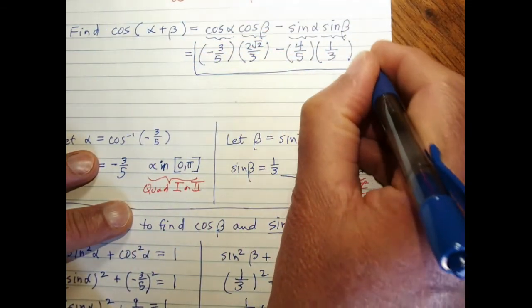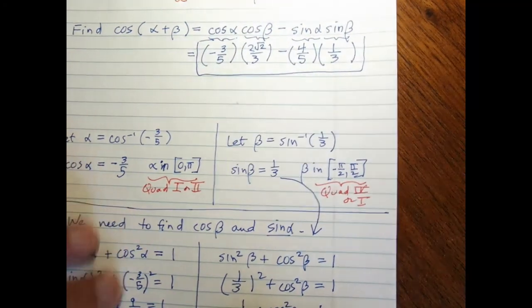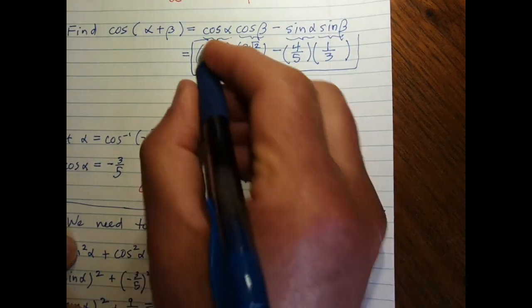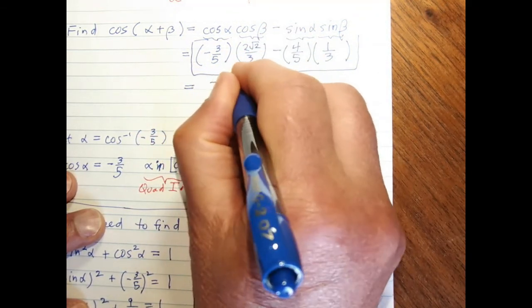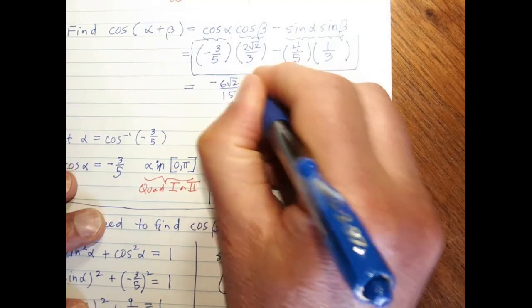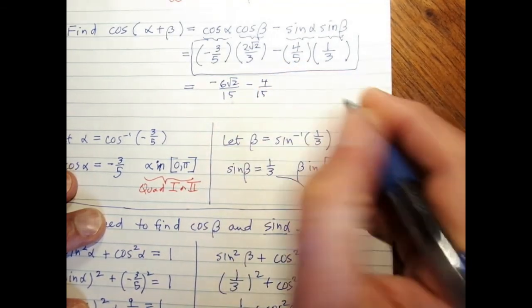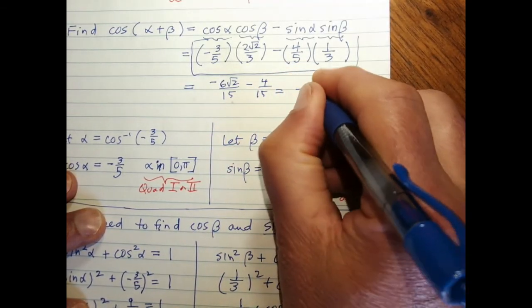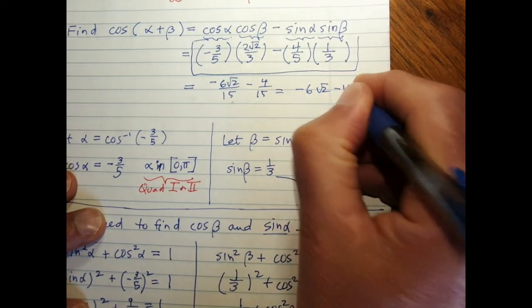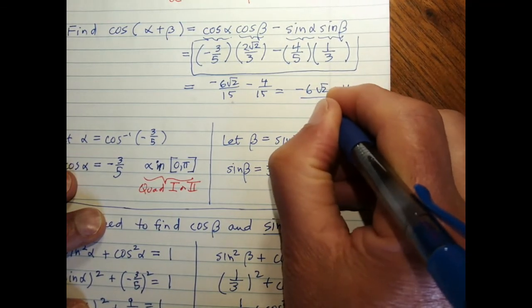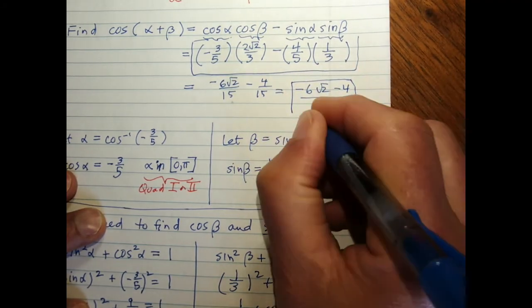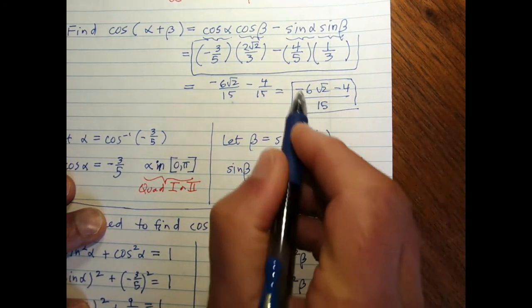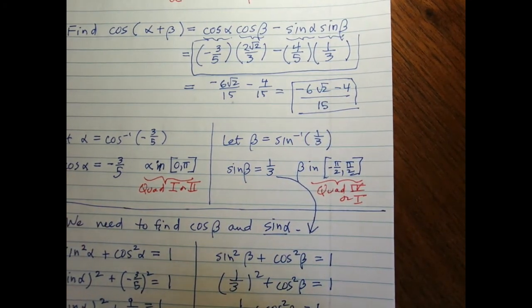And again, that's kind of a mess of fractions. I'm okay if you leave it in that form. But if you want to simplify, that's -6 square root of 2/15 minus 4/15, which could be written as -6 square root of 2 minus 4 all over 15. And no canceling here. Once I combine, I can't reduce because there's no common factor between the numerator and denominator.